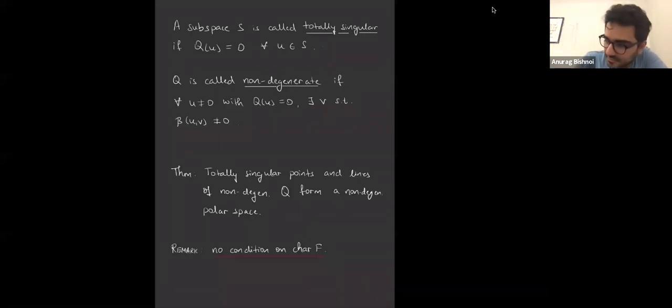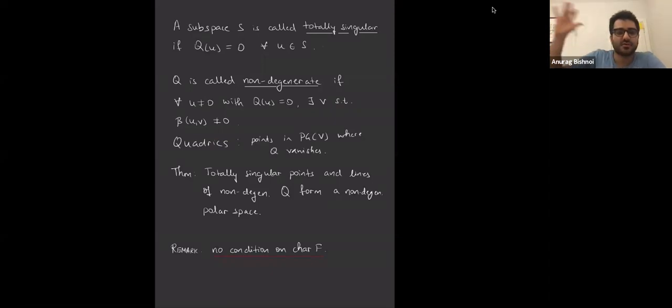So let me just say, because I'll be saying this anyway: quadrics are the collection of points in the projective space where Q vanishes. If you look at all the points in the projective space where Q vanishes, that's known as a quadric. It will be a collection of points in the projective space. And a quadratic form is a function on the underlying vector space.